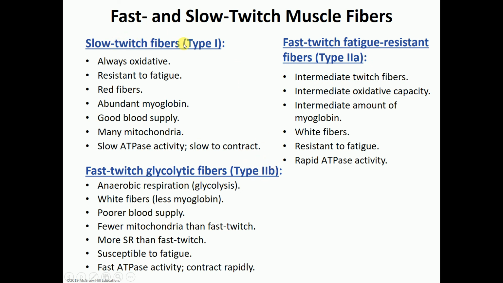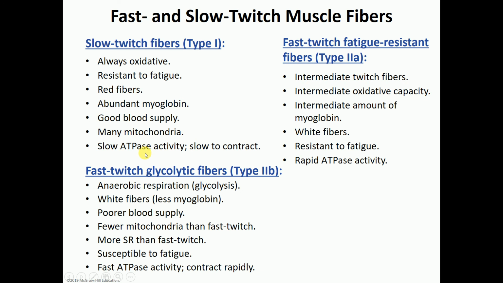So let's talk about type 1 or slow twitch fibers. Again, think of your back muscles when you think of these fibers. So slow twitch fibers are the fibers that contract for the majority of the day, which means they are resistant to fatigue. Okay, they are always oxidative, meaning that it needs oxygen in order to go through cellular respiration. They've got a very good blood supply, lots of mitochondria, lots of myoglobin, and myoglobin is dark in color, so it'll give these fibers that redness in color. And it has a very slow ATPase activity.